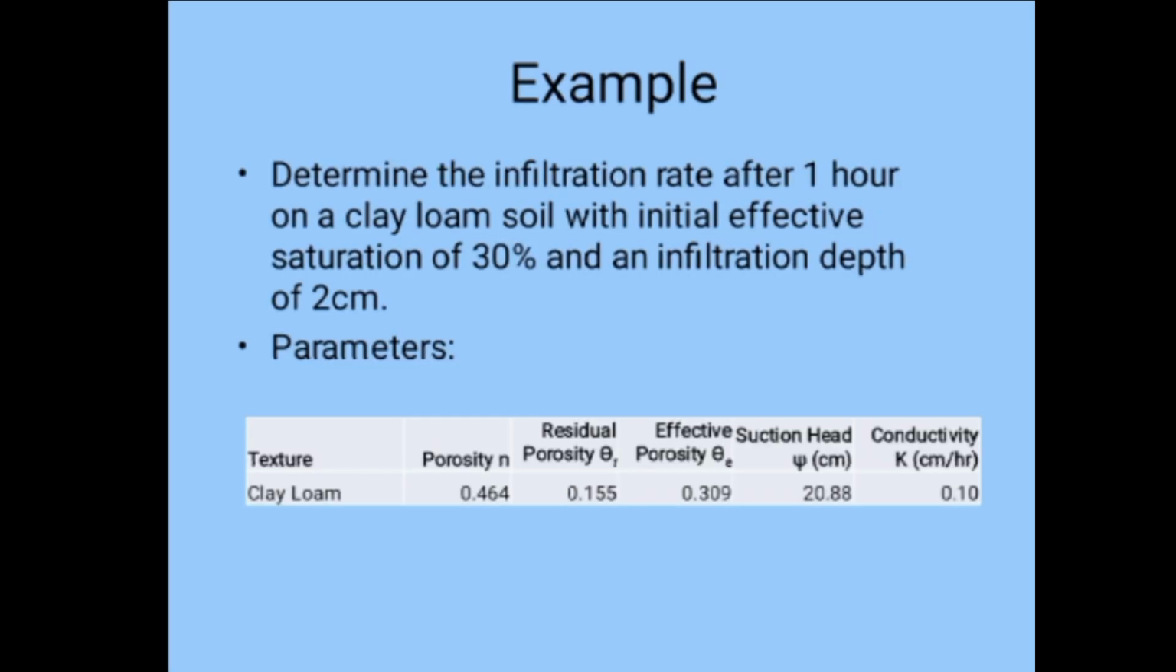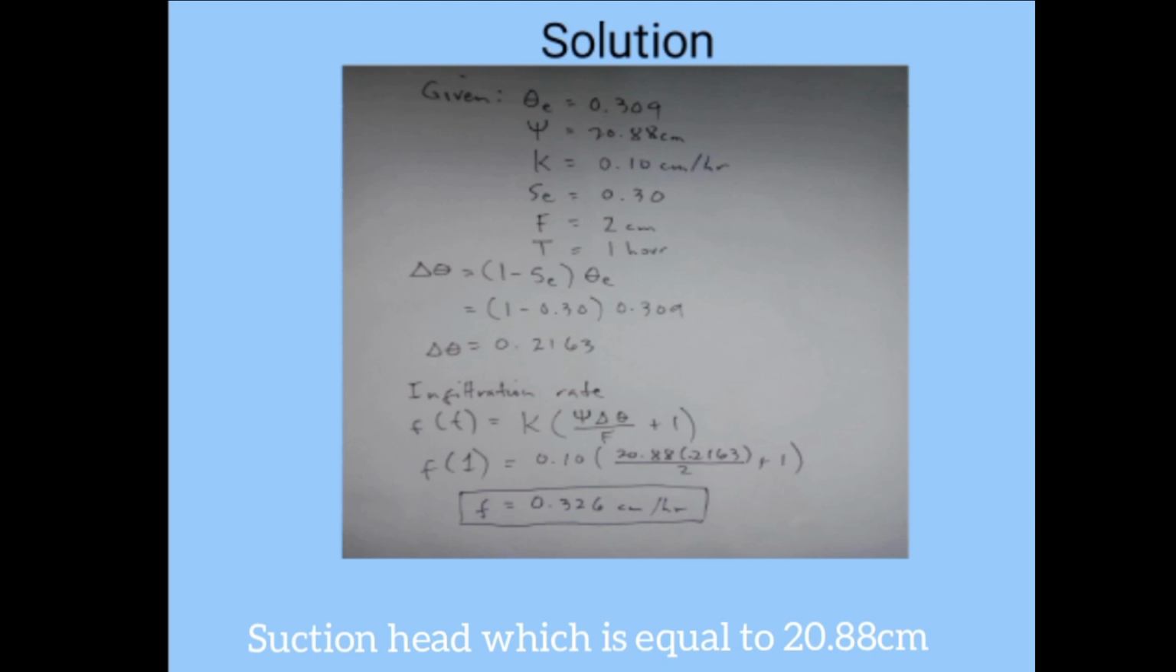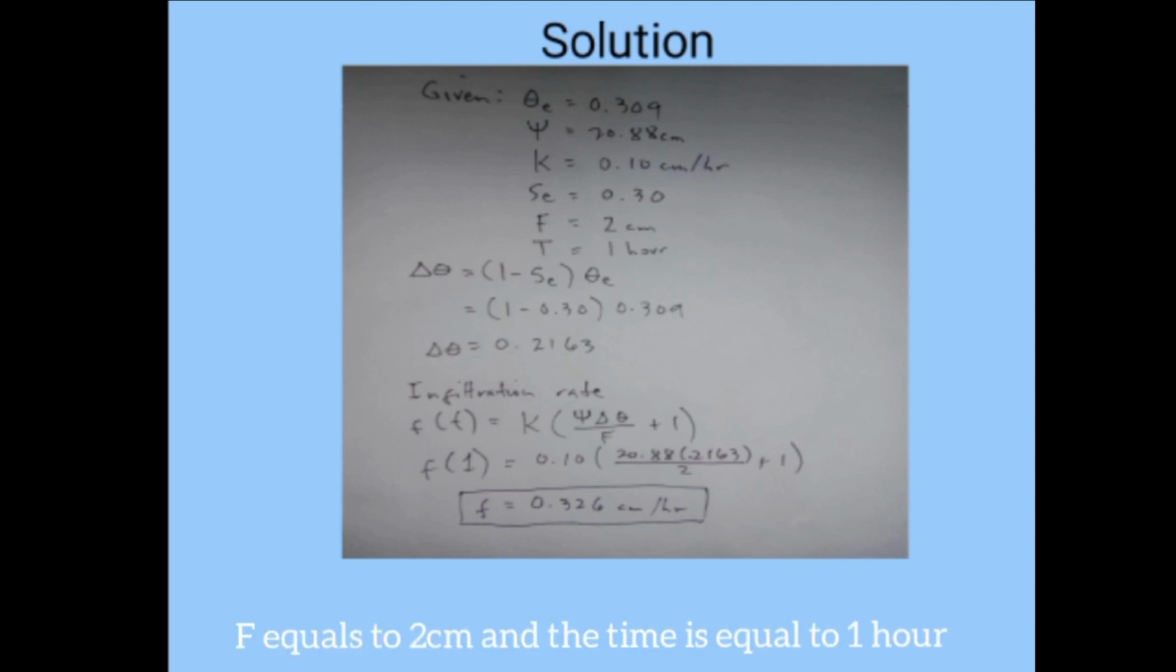Determine the infiltration rate after 1 hour on a clay loam soil with an initial effective saturation of 30% and an infiltration depth of 2 cm. For the solution, the givens in the problem are: effective porosity equals 0.309, suction head equals 20.88 cm, K equals 0.10 cm per hour, effective saturation equals 0.30, F equals 2 centimeters, and the time is equal to 1 hour.